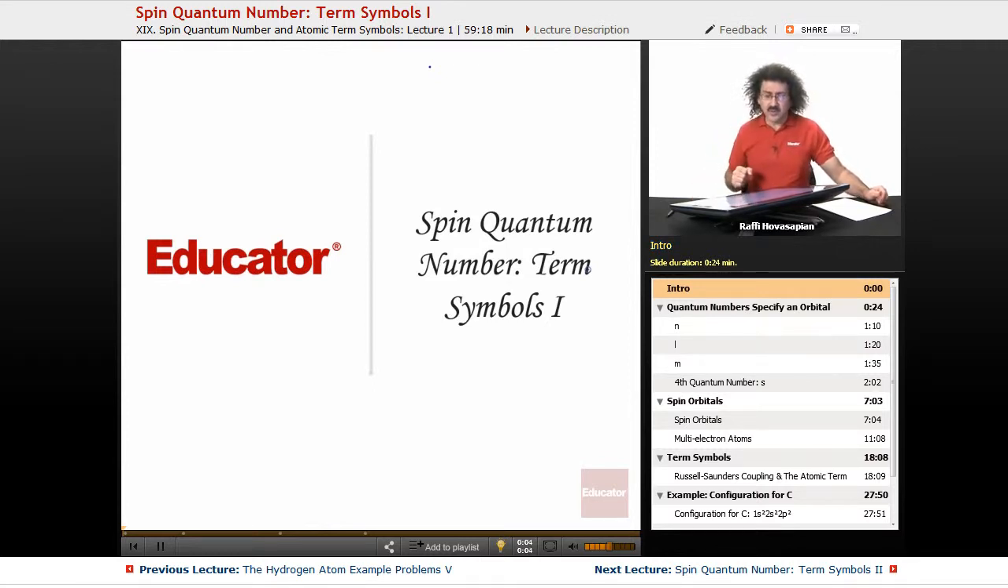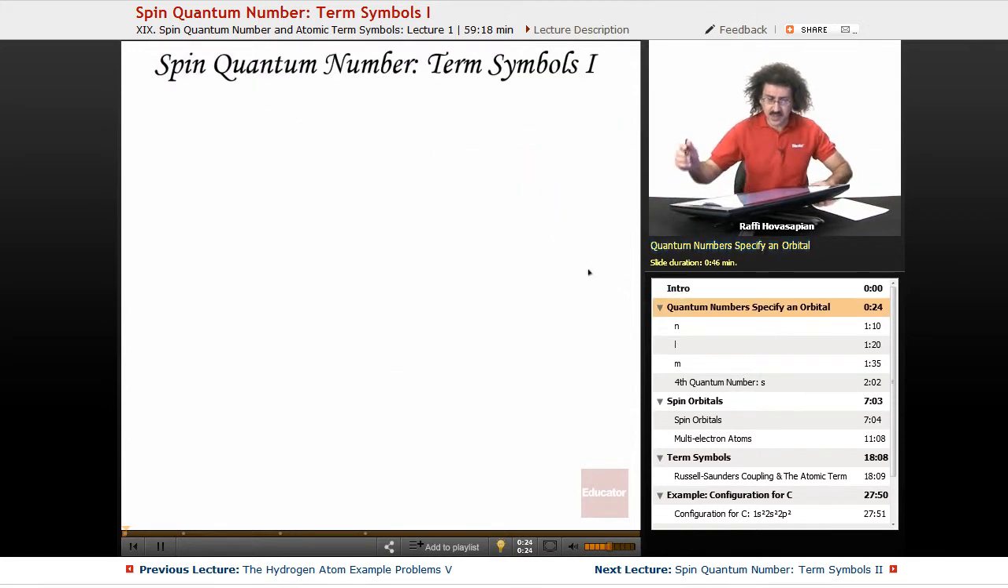Today we're going to start talking about something called term symbols, and we're going to be spending 2 or 3 lessons on this. Before I discuss term symbols, I want to discuss a fourth quantum number. It's called the spin quantum number. So we'll introduce that and then we'll get into the topic of term symbols. So let's go ahead and just get started.